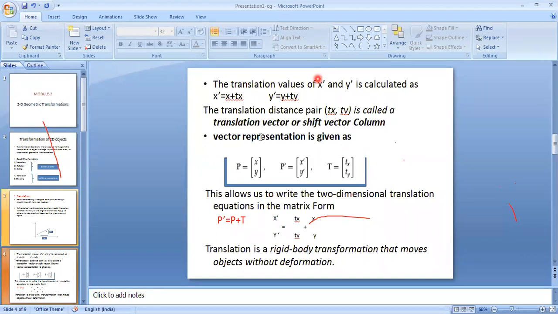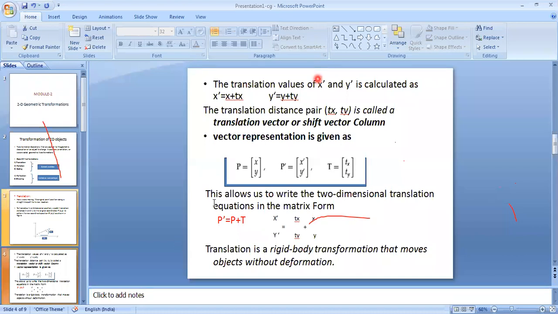Fine. So the vector representation is simple. It is given as this. If my original point P is x, y, and my P dash, that is my new point, is x dash and y dash, then what is my translation vector? The translation vector is tx, ty. That is how much I need to move along the x axis and how much I need to move along the y axis, so that I will get the new point P dash.